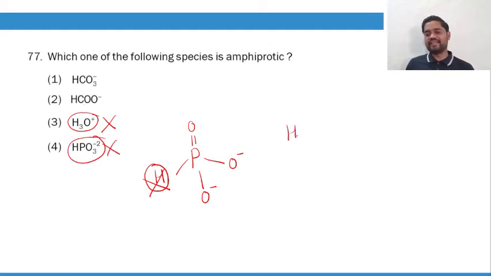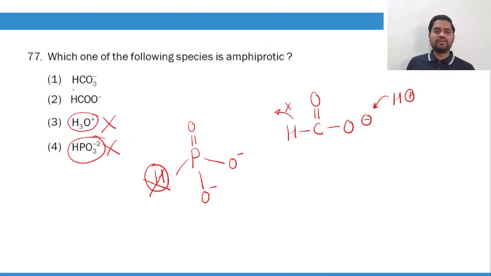Acetate ion, H, C double bond O, O minus. Okay, it can accept one H plus, but it cannot give this thing as an H plus because it is not acidic. Talking about bicarbonate ion, C double bond O, O minus and OH.